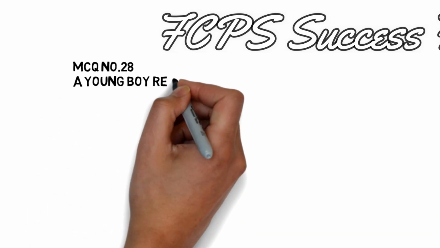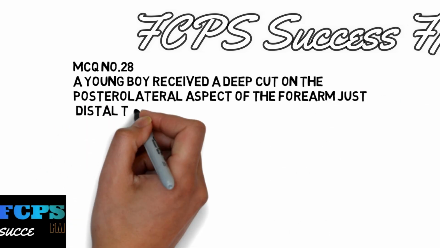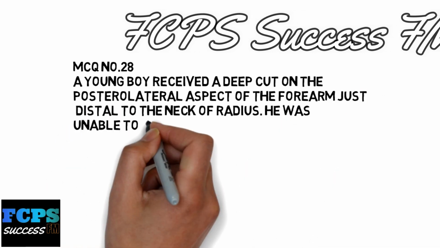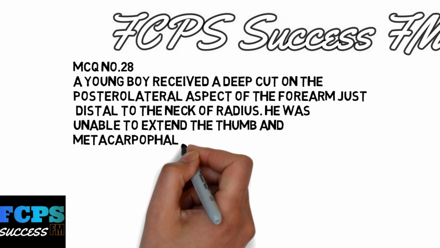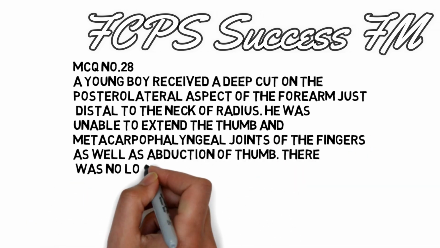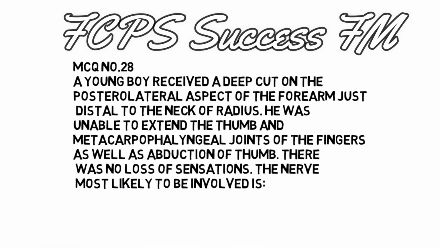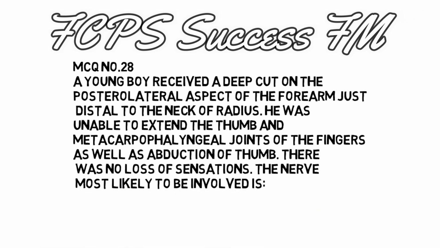A young boy received a deep cut on the posterior lateral aspect of the forearm just distal to the neck of radius. He was unable to extend and abduct the thumb and also extend the metacarpophalangeal joints of the fingers. There was no loss of sensation.